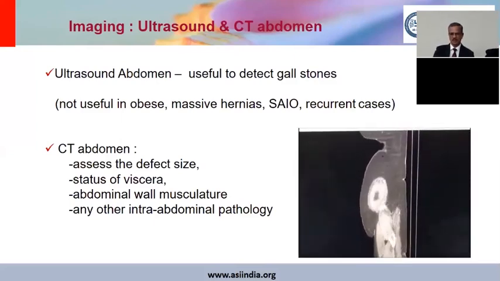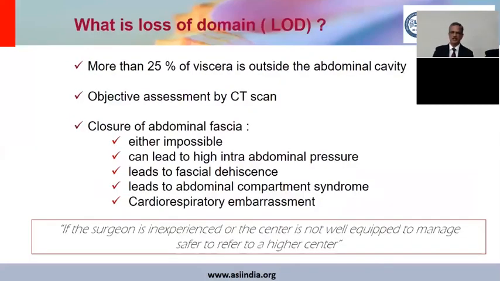Abdominal wall musculature is very important to know: where it is weak, where there are multiple hernias, and any other intra-abdominal pathology. Once the CT scan is done, we can assess much more effectively and plan for surgery very thoroughly in these patients.